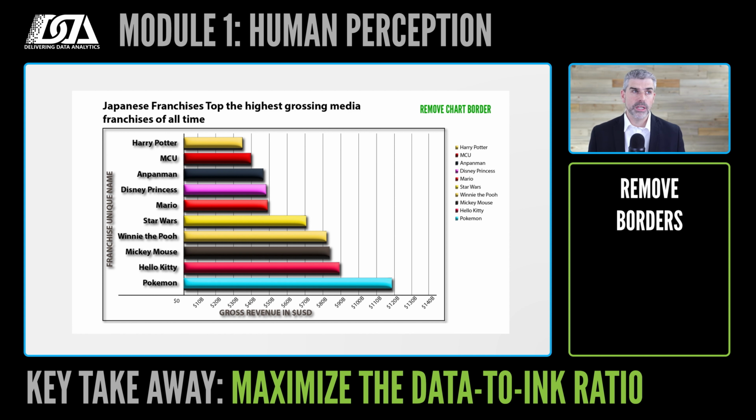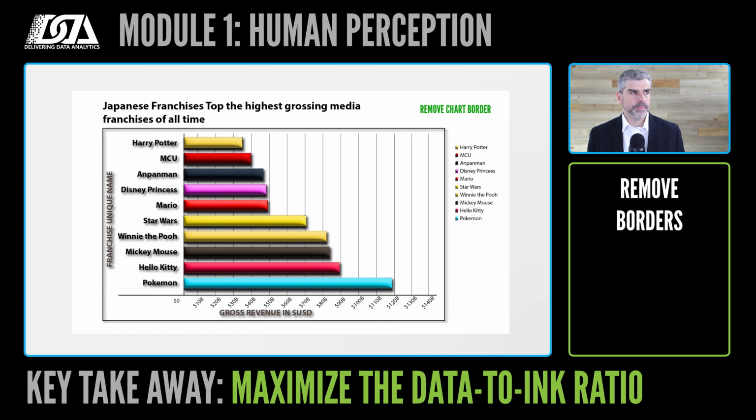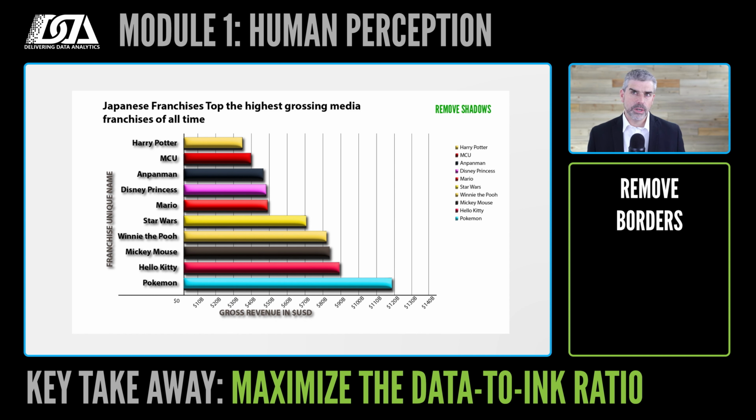So let's remove the chart border. You can see the border around there. We get rid of that. Now look, no information loss. And we're going to go even a little bit further here and remove the shadows. Now look at the shadows along the text there, the fonts. Okay, so we're getting rid of those shadows there.